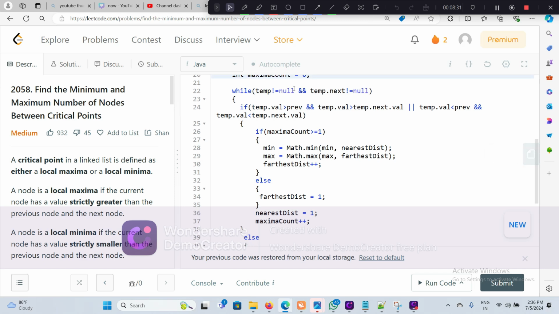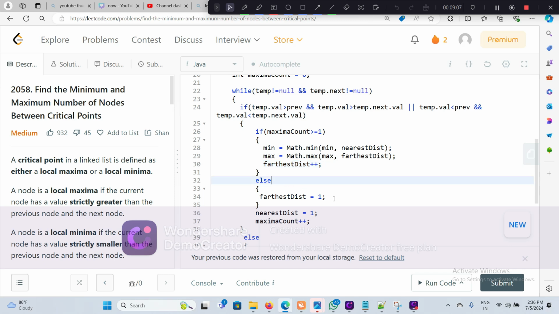See here, we are running while temp is not equal to null and temp.next is also not equal to null. This is the condition to check whether the current node is greater than both left and right, and this is the condition to check if it is smaller than both left and right. So basically these are the two conditions to check if it is a critical point or not. If maxima count is greater than 1, then only it makes sense to check the difference. So I am getting this difference here, and then here I am increasing the farthest distance even when maxima count is greater than or equal to 1.